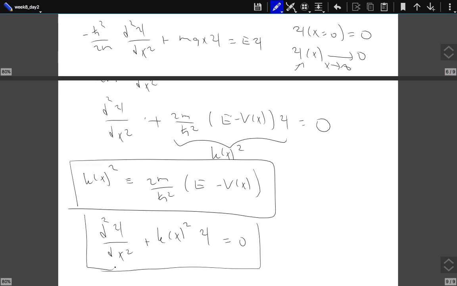If the potential is, for example, a constant, k(x) is just a constant, and if E is larger than the value of my potential at that point, then we have the sines and cosines or the plane wave solutions. If E is less than V(x), that is in the classically forbidden region, then we have the exponentially decaying solutions.